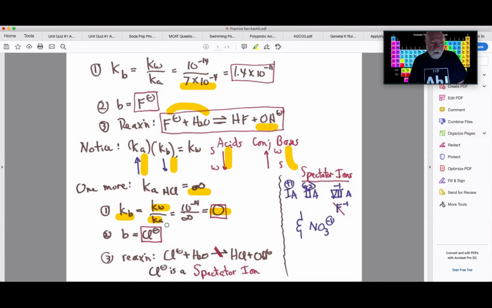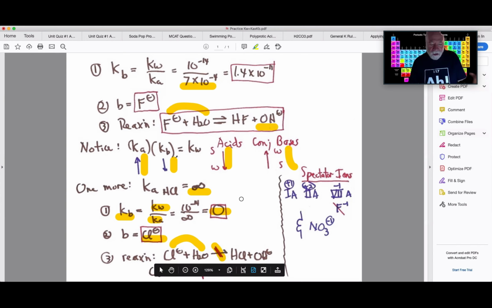Now, can you name the conjugate base of HCl? It must be chloride. Now, can you write down the reaction we're talking about? The K sub B reaction must be chloride into water. So you do a Bronsted acid-base reaction, gives you HCl and hydroxide. Now, why did Berg put a red line here? Because the fact that K is 0 means this reaction does not take place.